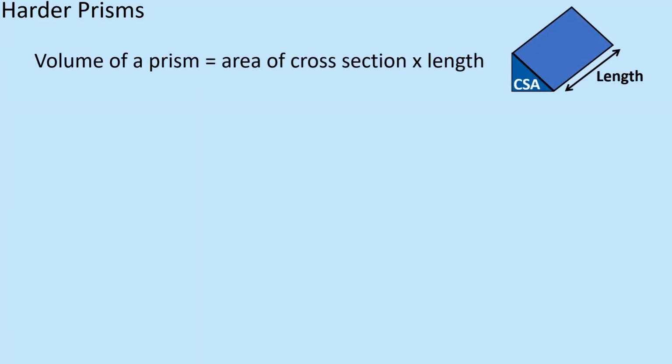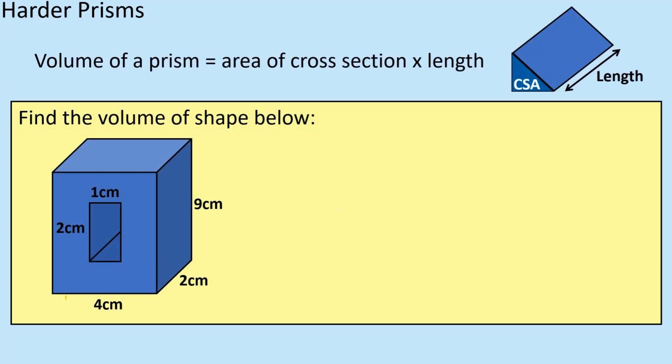If you're looking at a harder prism, a little bit more complicated in terms of its question, you're going to have to do the same thing. This 2 at the front, this 2 here at the side, I'm going to ignore for the time being, because all my energy and concentration should be focused on figuring out what the area of this is.